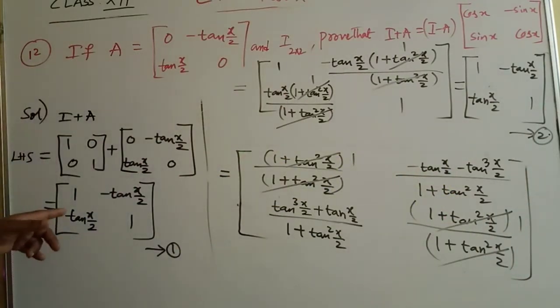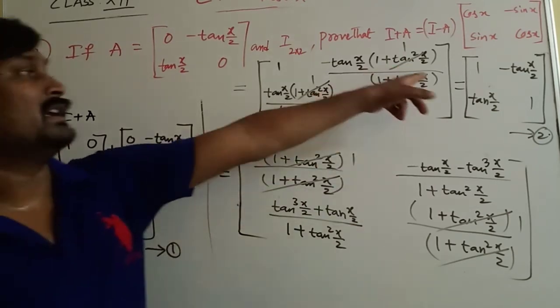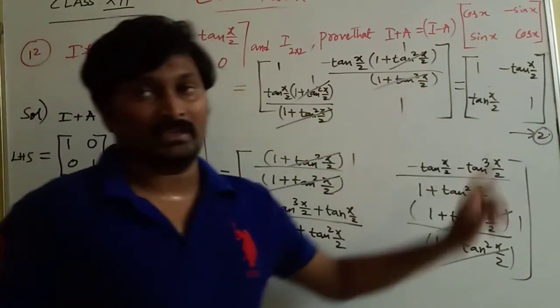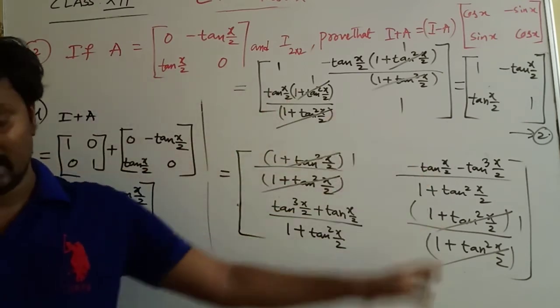Now from 1 and 2, check what you observe. 1 is what? 1, minus tan x upon 2, tan x upon 2, 1. And what about 2? 1, minus tan x upon 2, tan x upon 2, 1. That means what you understood: your LHS is equal to your RHS.